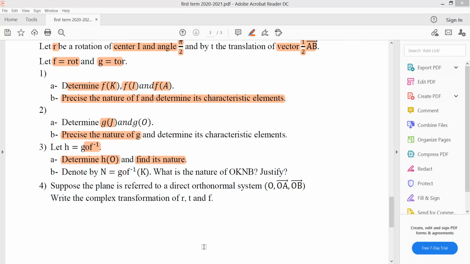To know the translation vector, we have determined h of O equals B. So G round F inverse equals translation by vector OB. H of O equals B. So G round F inverse is equal to translation by vector OB.